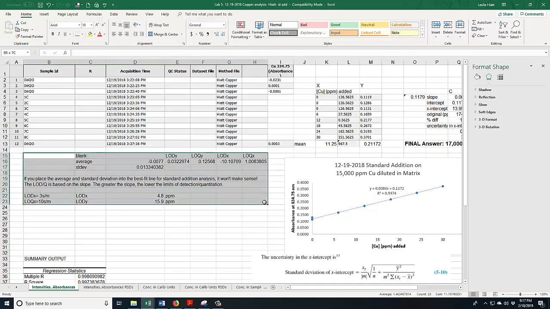I didn't require you to report this, but if you're wondering how it works, that would be how you would detect it. Basically, based on the slope of this line, the more it's sloped, the lower your LOD. The more flat it is, the larger your LODs and your LOQs. With this one, anything that had an original or a diluted concentration greater than 16 ppm was supposed to be quantitated well.